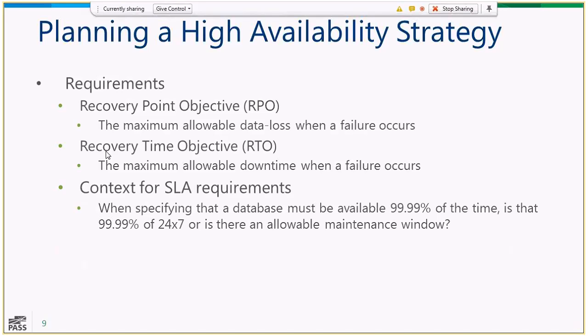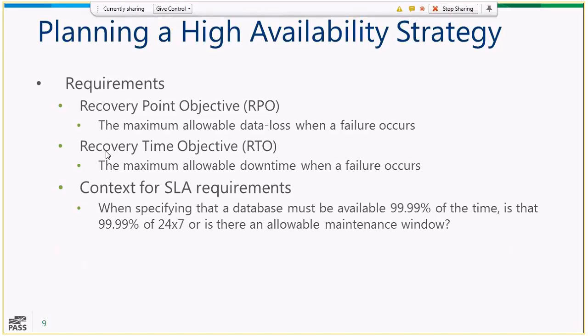So you need to go through this and come up with a formal RPO, because if you don't do that, the business is going to assume that it's zero. Hey, it's SQL Server, and we've got Glenn Berry as a DBA, so how could we possibly lose any data? And that's an incorrect assumption on their part that they're going to have if you don't do something about it.